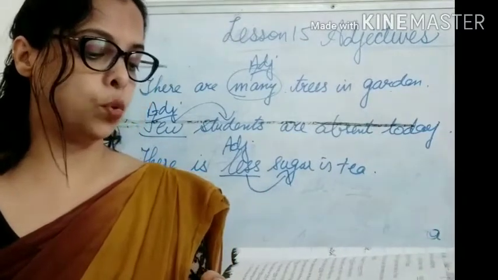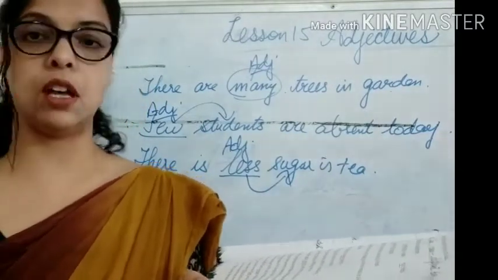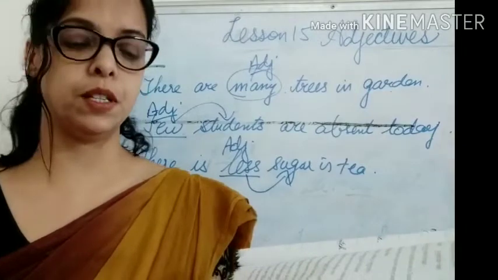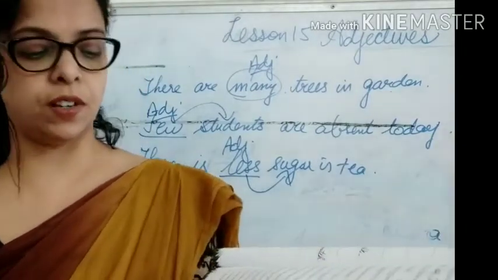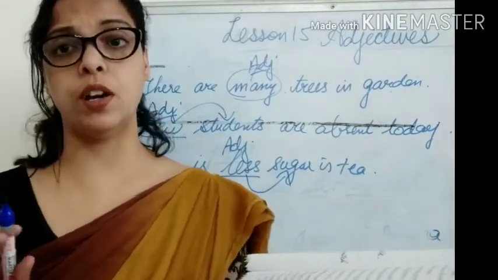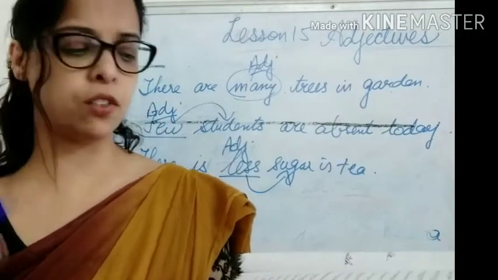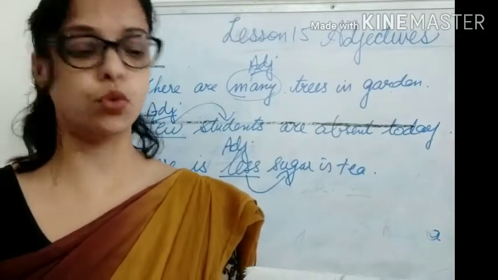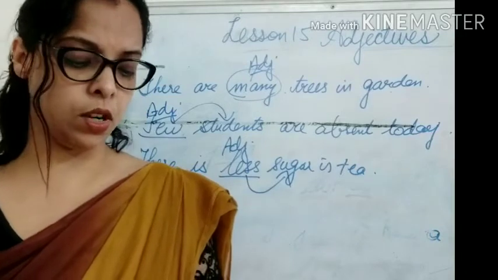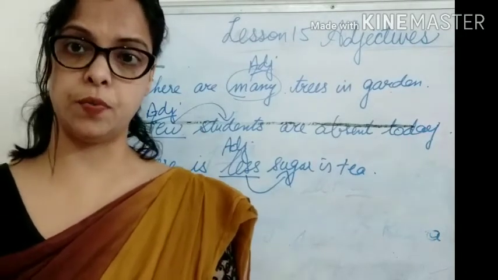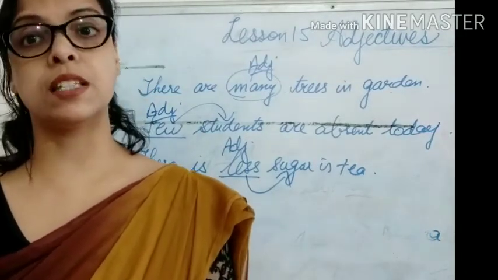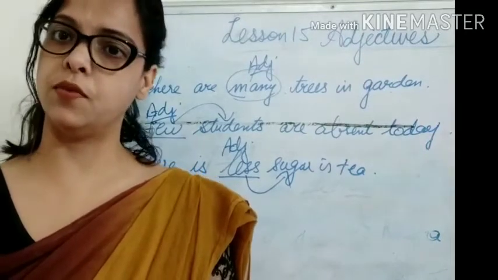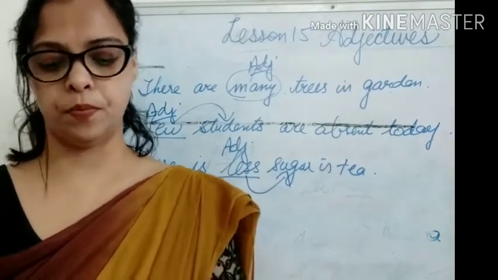The king decided to make peace with all his enemies. How many enemies? All his enemies. So all is an adjective. See children, his is also an adjective. It is a kind of possessive adjective, but you will study this in future classes, okay? Like in the third sentence also, it is our teacher, okay? So our can also be used as a possessive adjective, but we will study it in the next class.